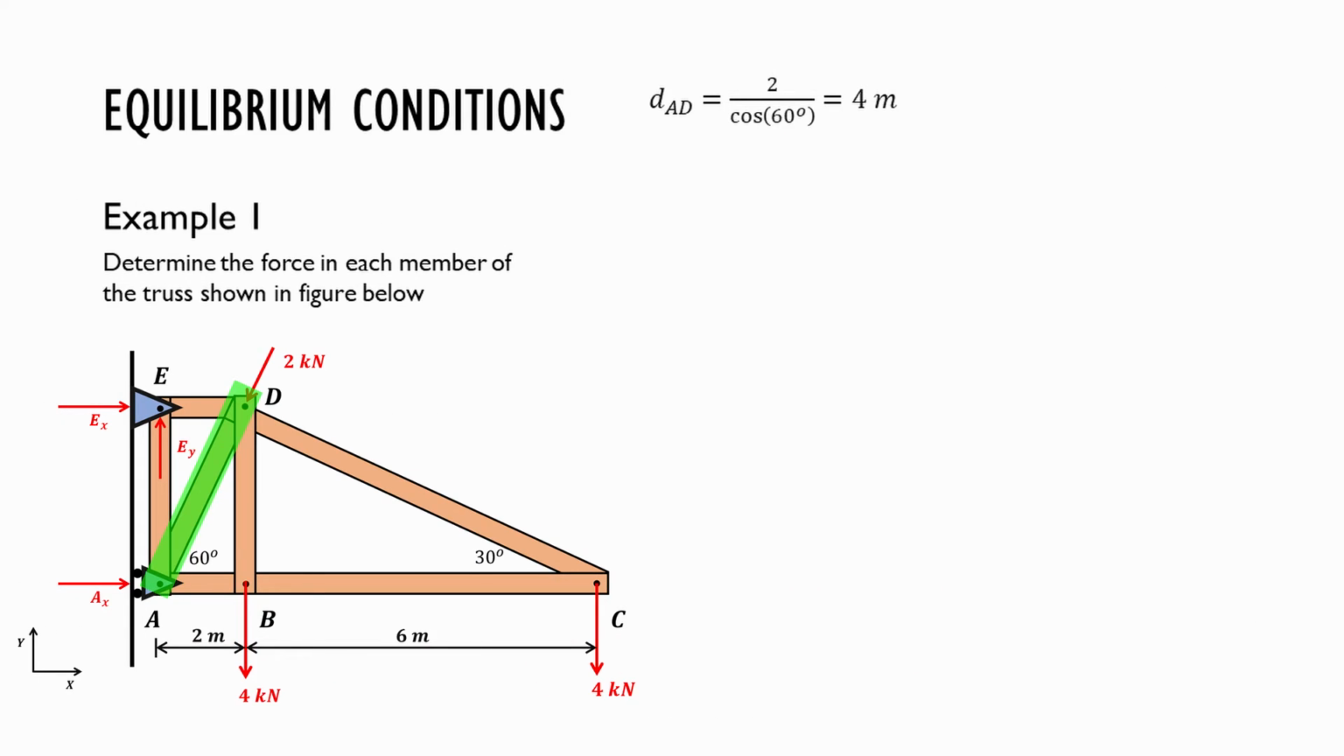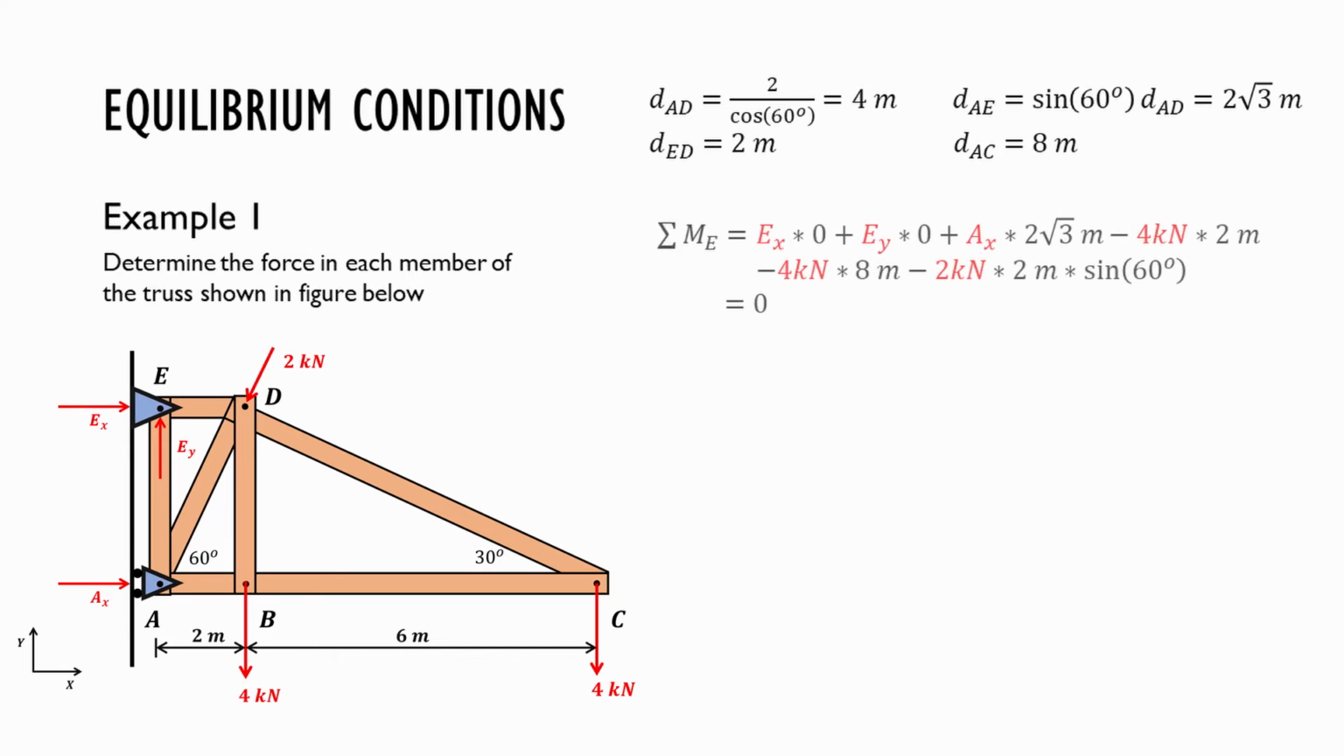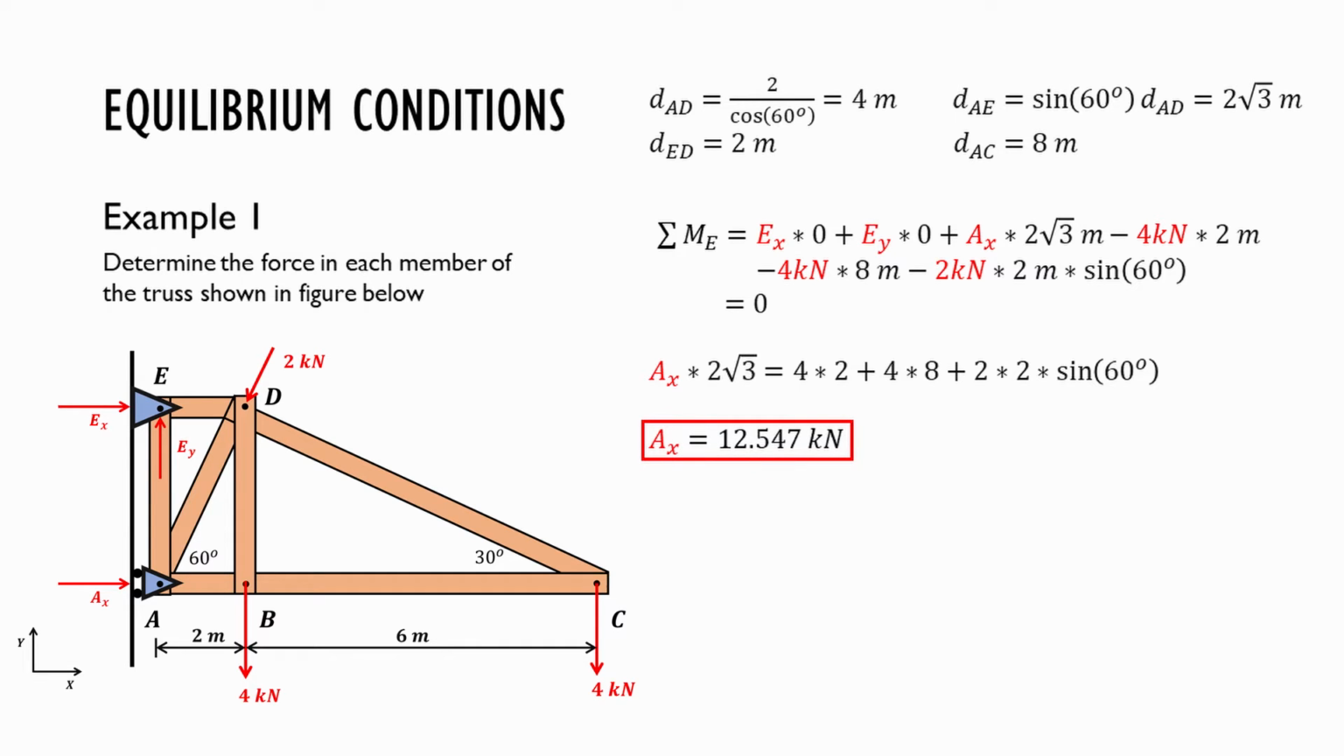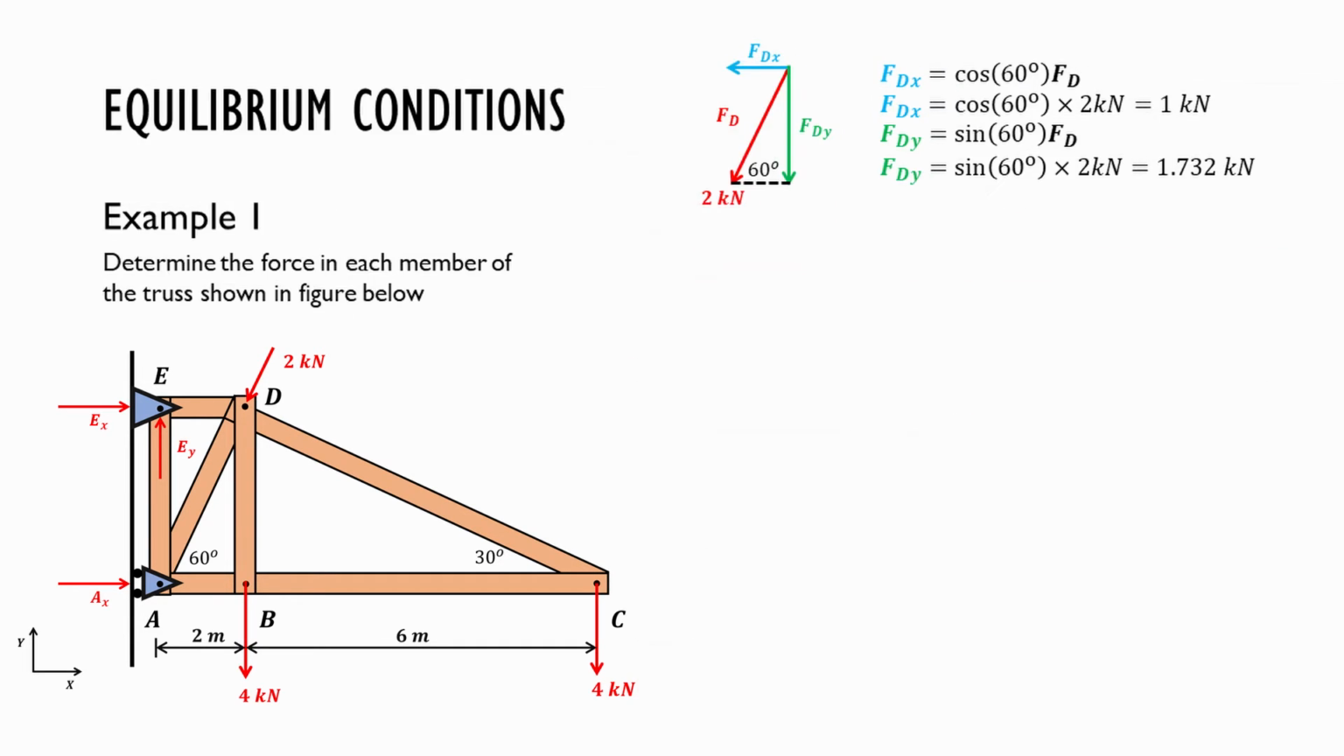dAD, based on trigonometry, is 2 divided by cosine 60 degrees, which is 4 meters. dAE equals sine 60 degrees times dAD, which is 2 square root of 3 meters. dED equals 2 meters, and dAC equals 8 meters. Sum the moments about E, and then we can solve Ax as 12.547 kilonewton.